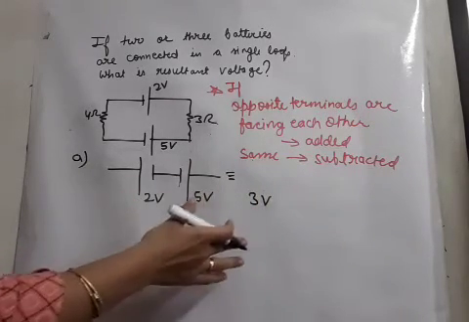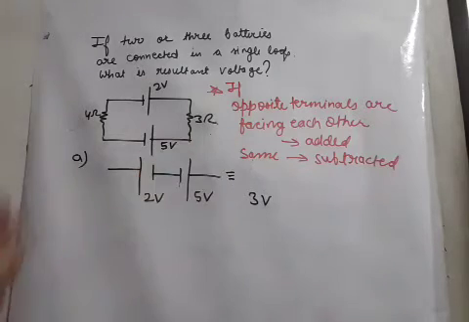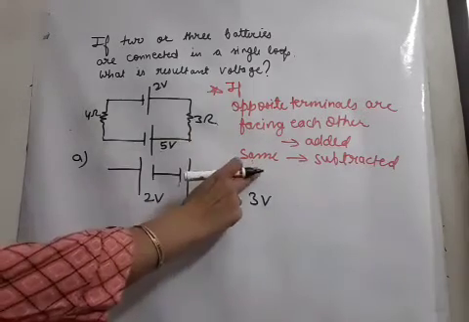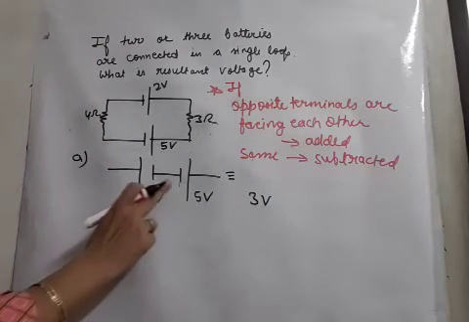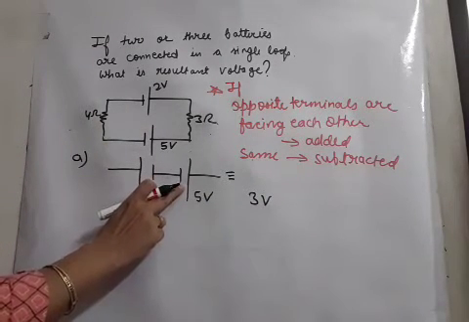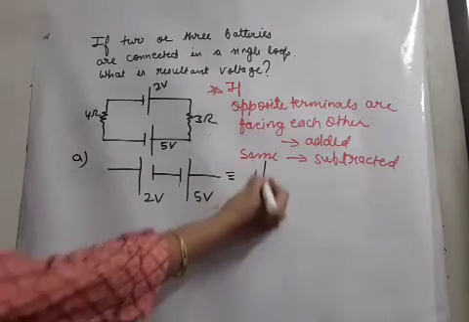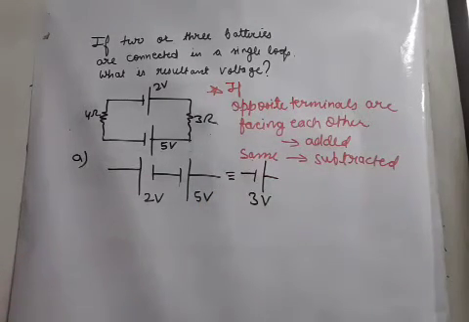How to represent the battery terminals now? So while drawing the resultant battery terminals, we have to always go according to the bigger battery. So since the bigger battery is this way, we have to also show the resultant battery this way. So this is the answer.